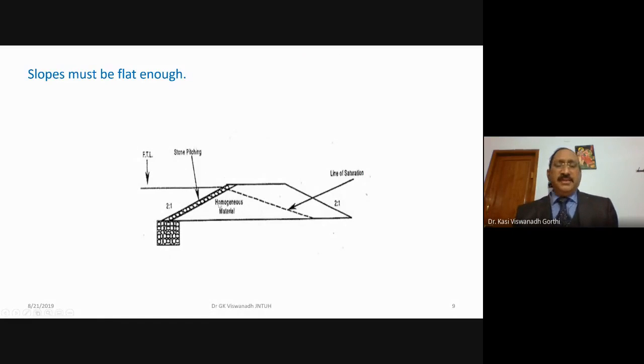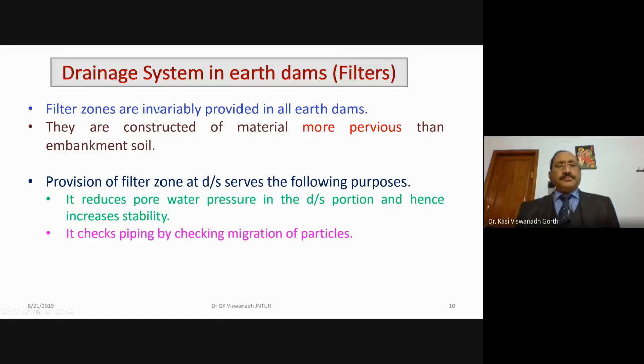And slopes must be flat enough. You see here, flat slopes will be there. This type of flat slope is not required in the case of a gravity dam, because you are using either masonry or concrete. You can have a vertical face also, but here there is no possibility of having a vertical face. Okay, so that is about the criteria for the safe design of the earth dam.